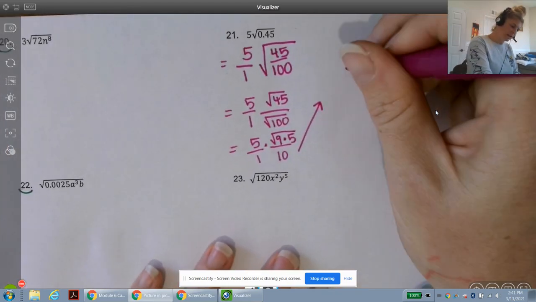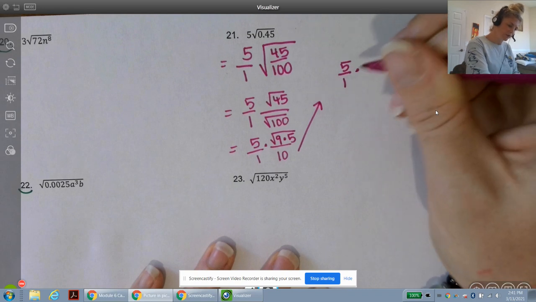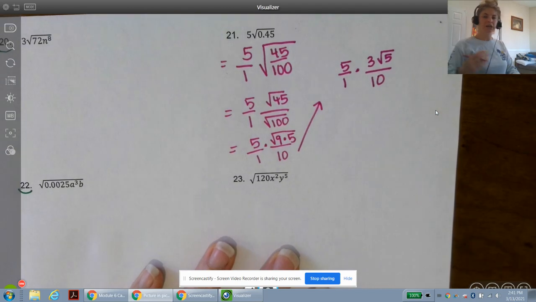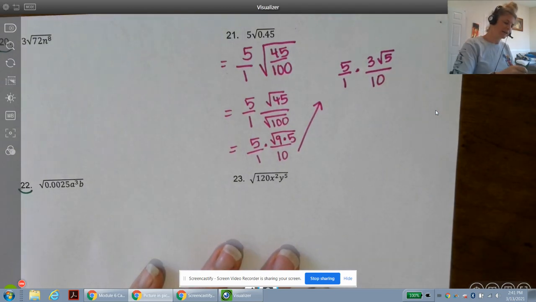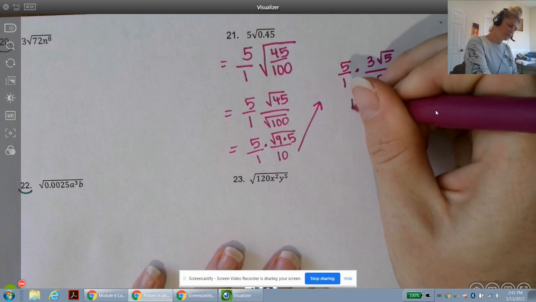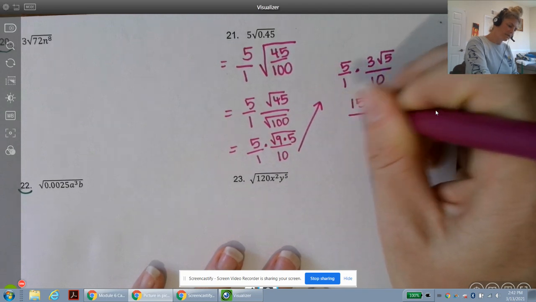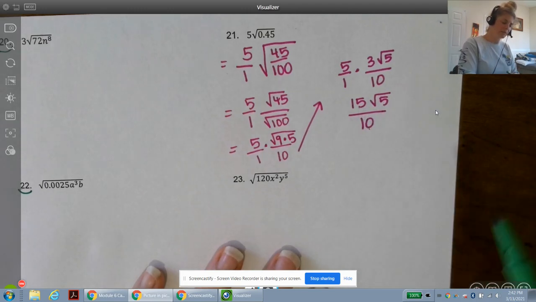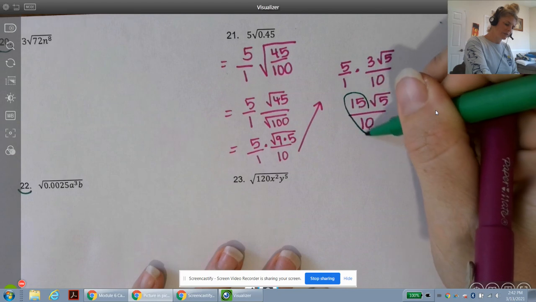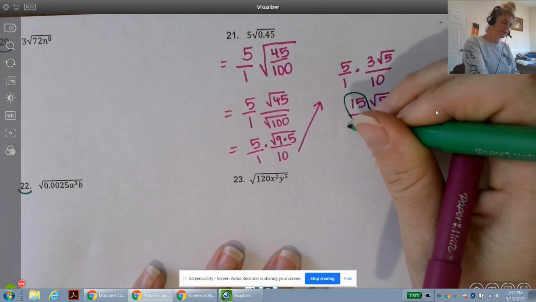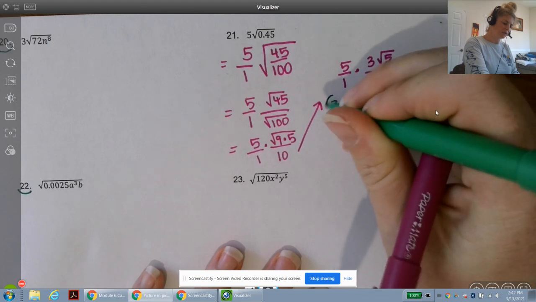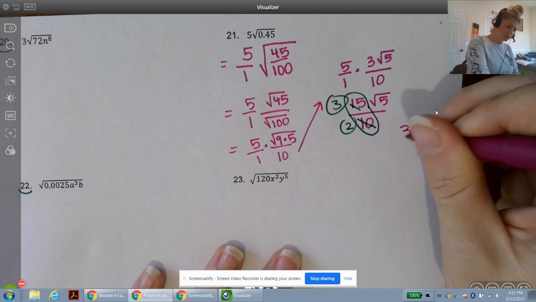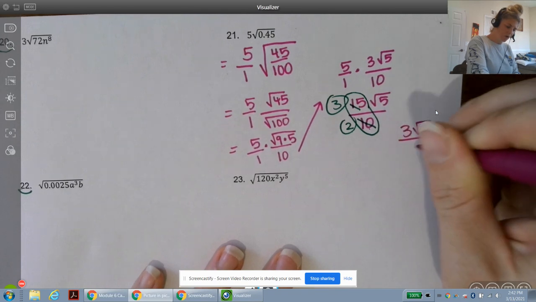So from here we have 5 over 1 times square root of 9 is 3, so 3 root 5 all over 10. And you can start simplifying the numbers on the outside from here, or you can think 5 times 3 is 15, so you have 15 root 5 all over 10. A common mistake here is that people will want to simplify every single number, but remember it's only numbers on the outside with numbers on the outside. So 5 goes into 10 twice and into 15 3 times. And of course we want to write this as one ratio. So this is 3 square root 5 all over 2.